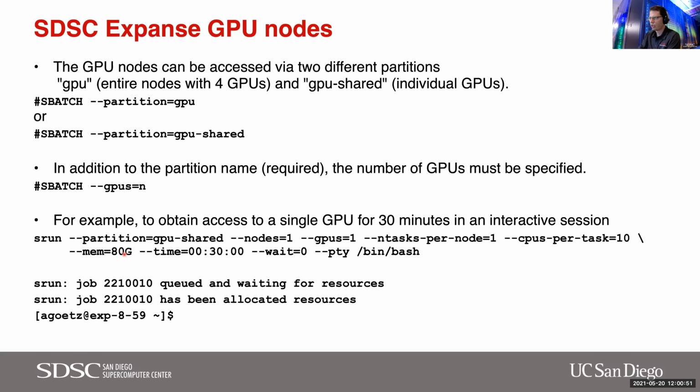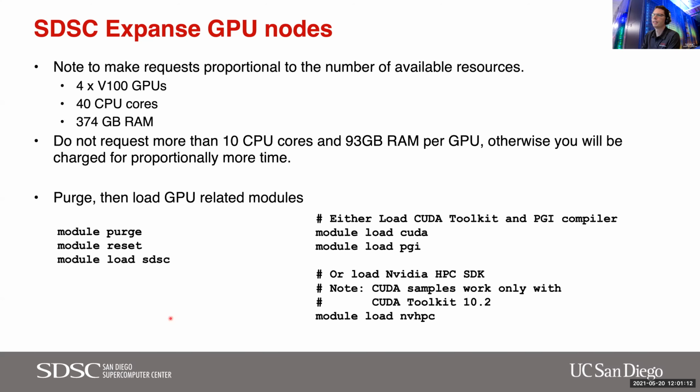Don't ask for more than a quarter of the memory per GPU, otherwise you will be charged for 2 GPUs or 3 or 4, depending on how much memory you choose, right? Proportionally. And the time, and then I just want to have a bash shell, and then the job starts, I'm on a GPU node here. Now, if I'm on a GPU node.